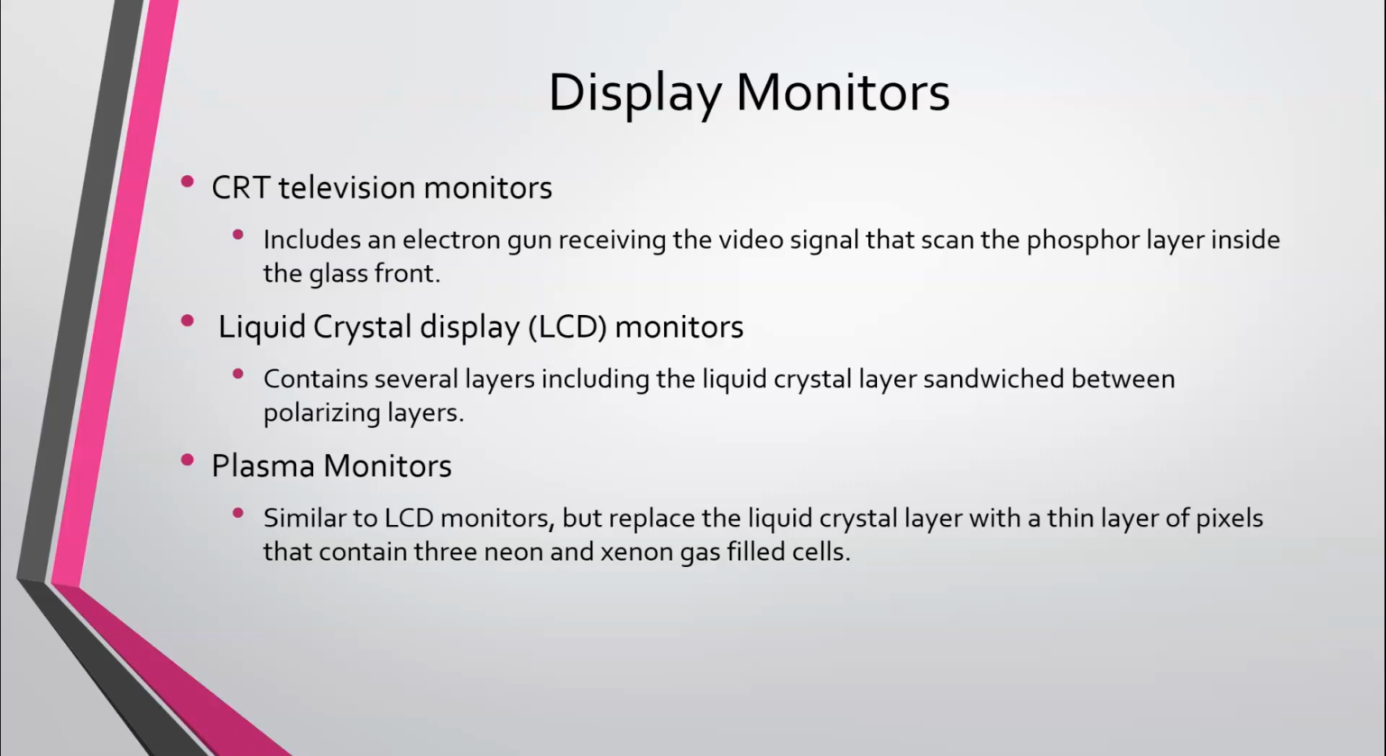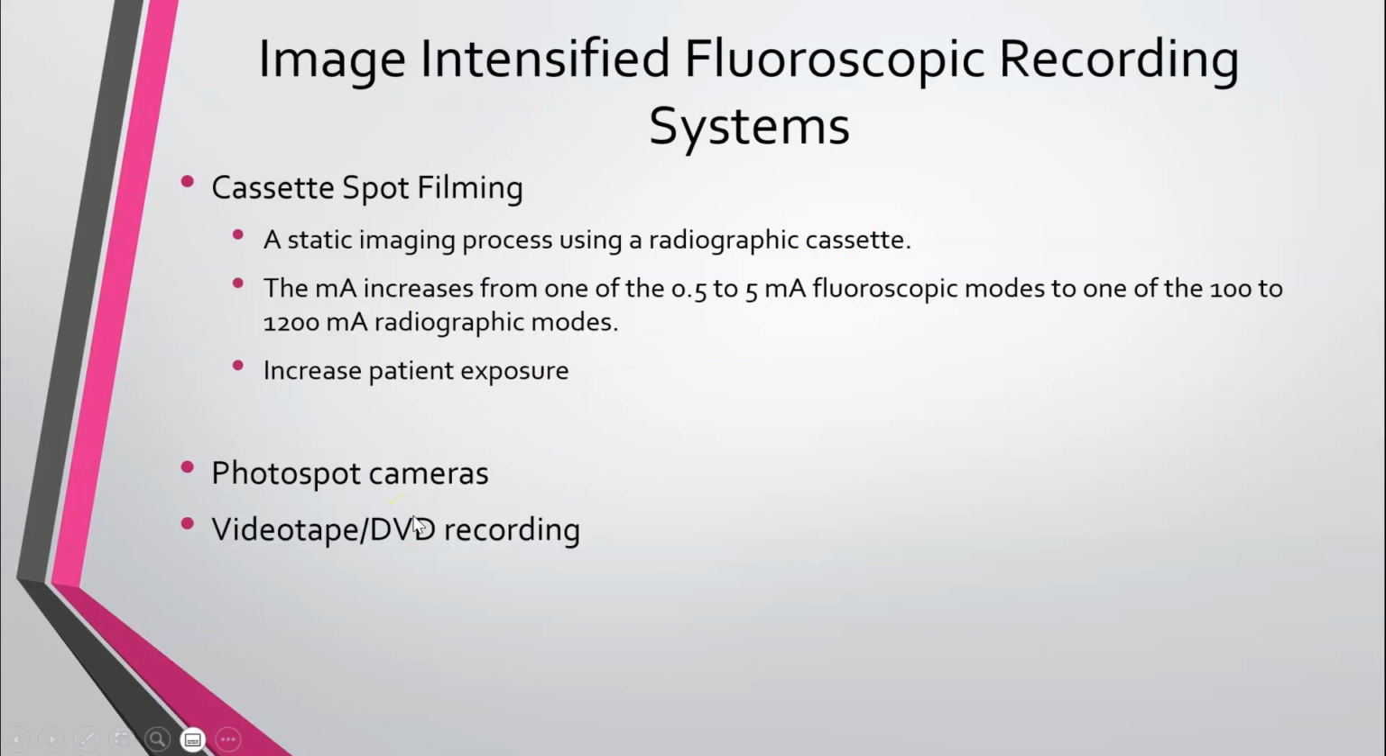They contain several layers, including liquid crystal layers sandwiched between polarizing layers. And plasma monitors, similar to LCD monitors, but they replace the liquid crystal layer with a layer of pixels that contain three neon and xenon gas-filled cells. So typically we see these LCDs and the plasma monitors are what we're seeing today.